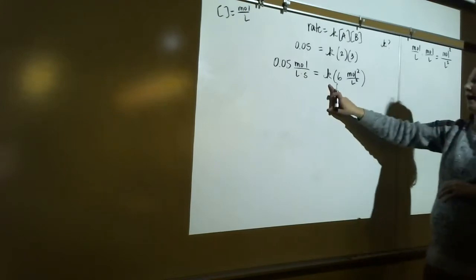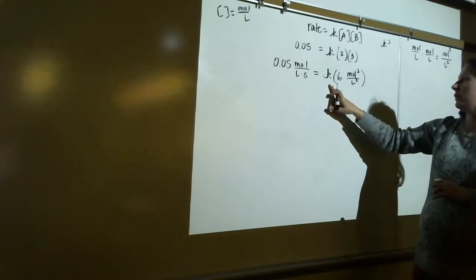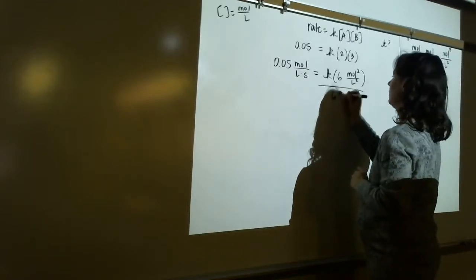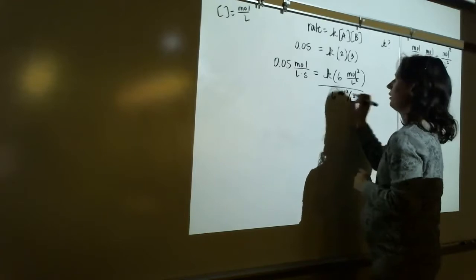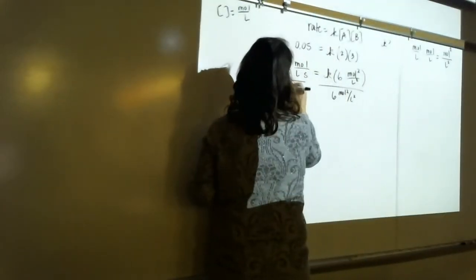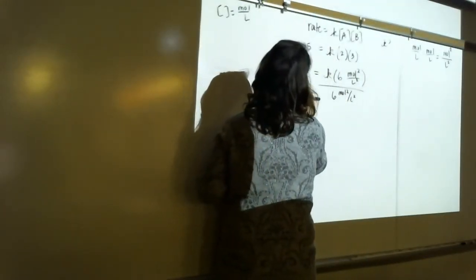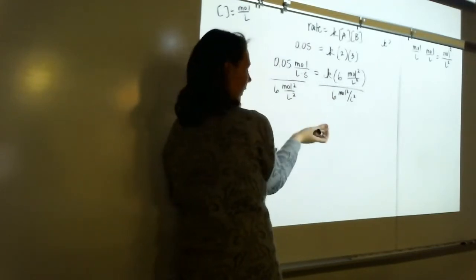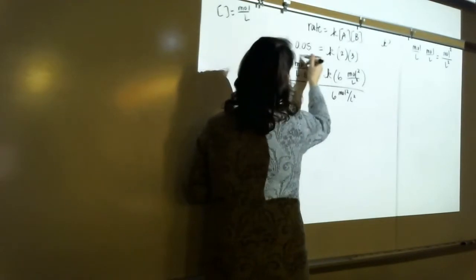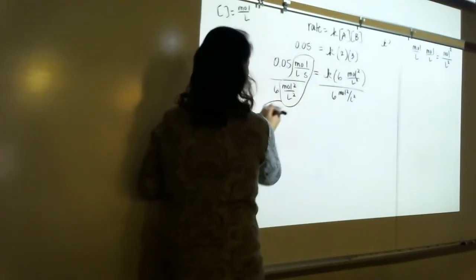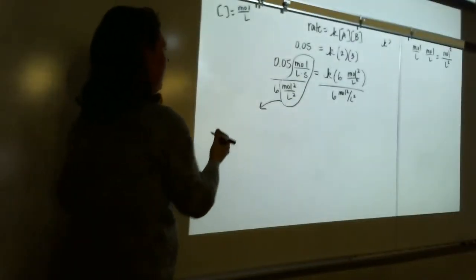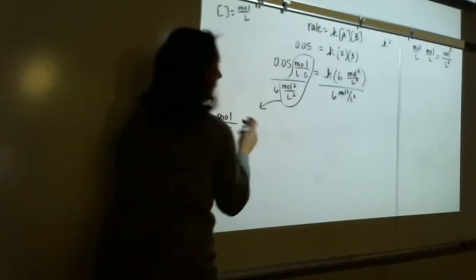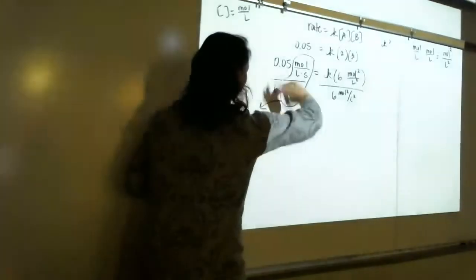So how do I get K by itself? Divide both sides by this quantity, right? 6 moles squared per liter squared divided by 6 moles squared per liter squared. Okay, so that's going to give me K, right? 0.05 divided by 6, you can do that in your calculator, no big deal. Let's talk about this piece. When you divide fractions, what's that the same thing as? Multiplying by the inverse, right? So we flip this and multiply.